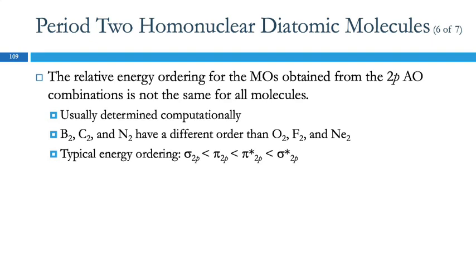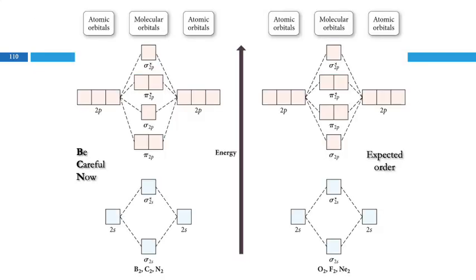Now, the relative ordering of these molecular orbitals that we get from the 2p atomic orbitals is not the same for all the molecules. Boron, carbon, and nitrogen have a different order than oxygen, fluorine, and neon. But the typical ordering is that the sigma molecular orbitals are the lowest and the highest in energy, and the pi orbitals are in the middle. So this is expected or typical ordering.